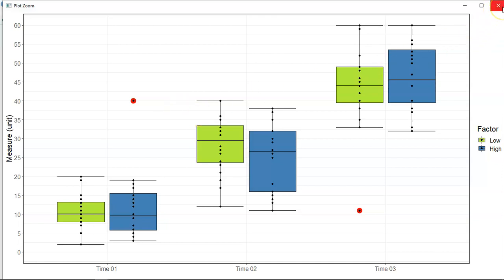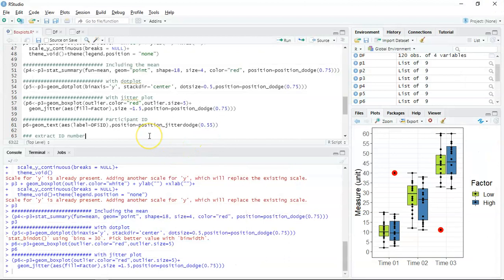Now, the last two things for this one. I have been asked at times, when I'm working on projects, that when it comes to these points, it'd be useful to know who the participants are at each one of these points. So can we label the jitter plots or the points on this graph with the participant ID? That was a fair enough thing to be asked to do.